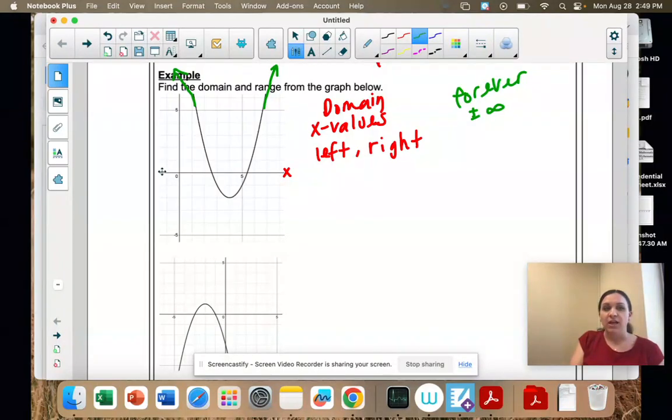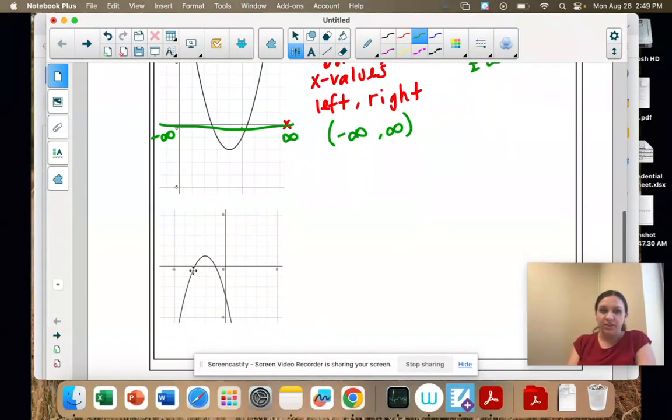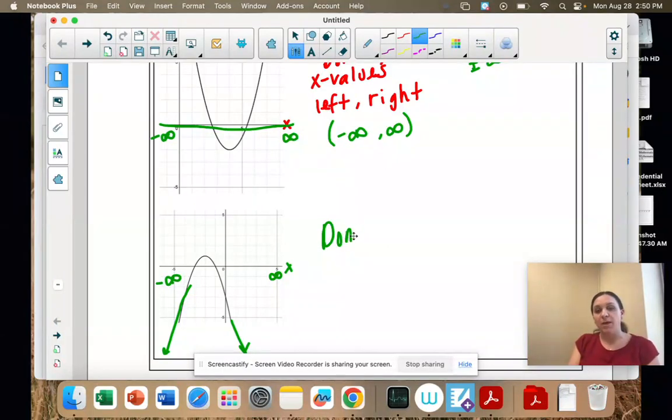So go back down to the x-axis. It's going to go from negative infinity to positive infinity. And every time you have a parabola, that is the domain. See right here, it goes left forever, right forever. So this one, the domain, is negative infinity, positive infinity.